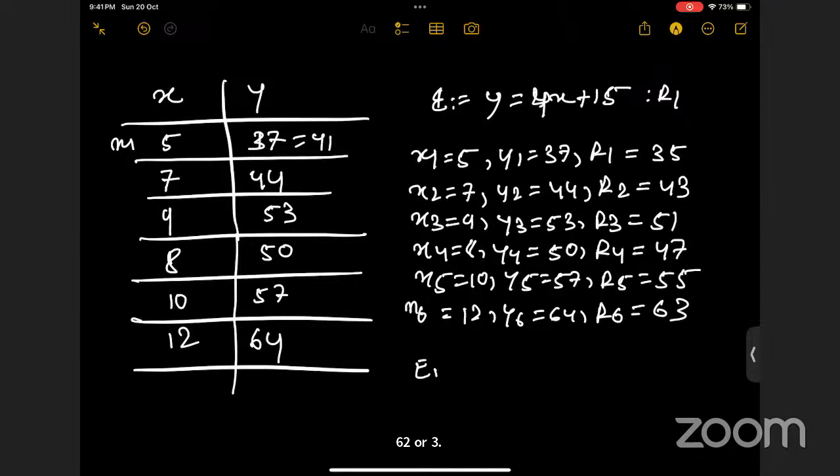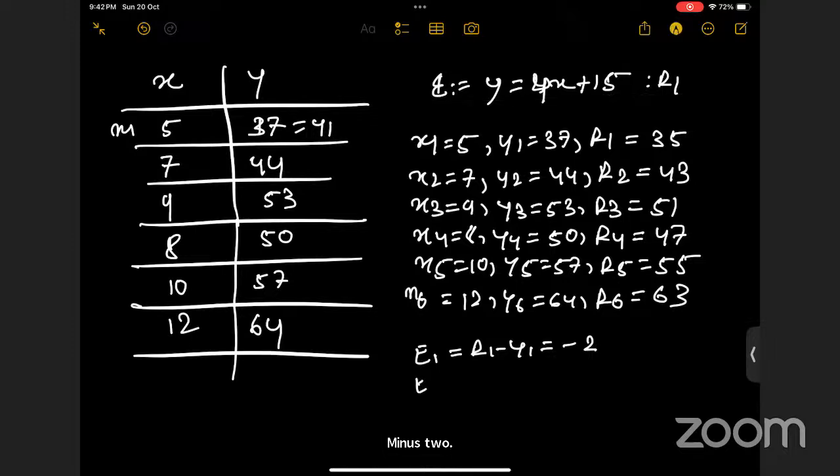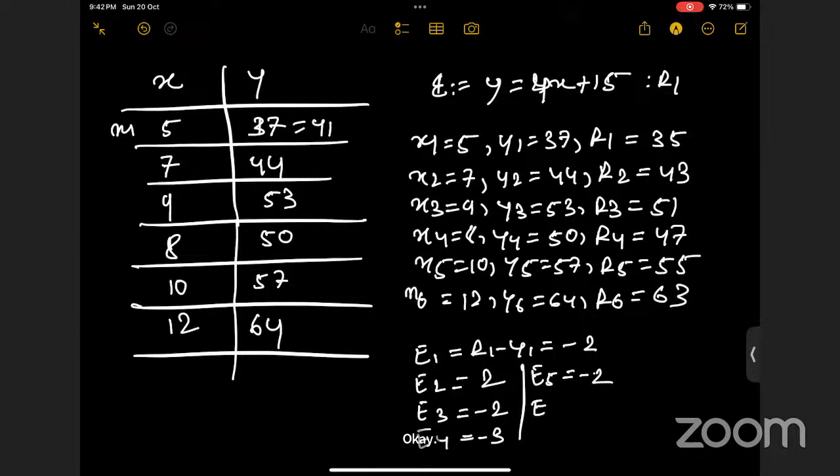So what is 48 plus 1? 50. R1 minus Y1, what is the error value? E1 is minus 2, ma'am. E2 is 1. E3 is minus 2. E4 is minus 3. E5 is minus 2. E6 is minus 1.